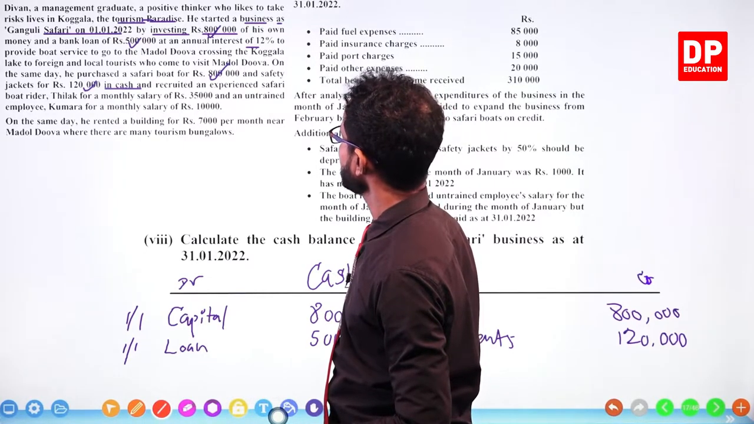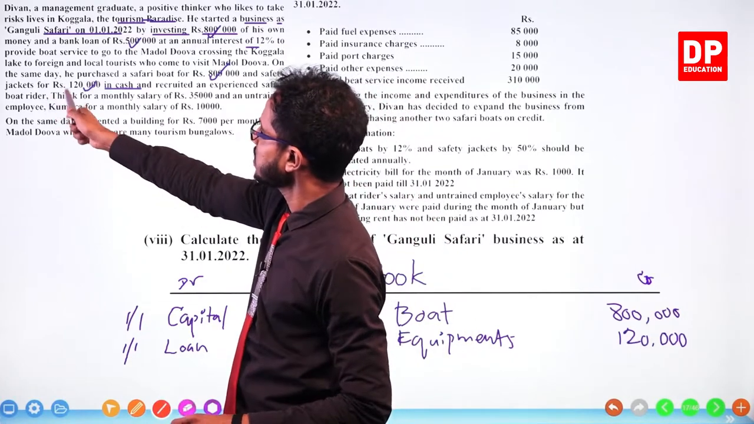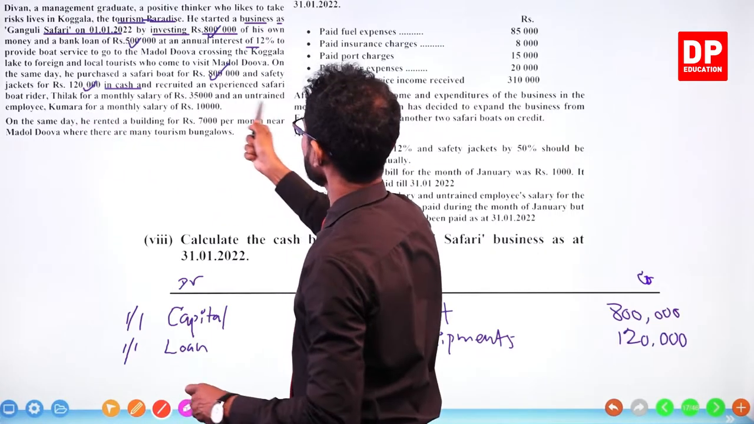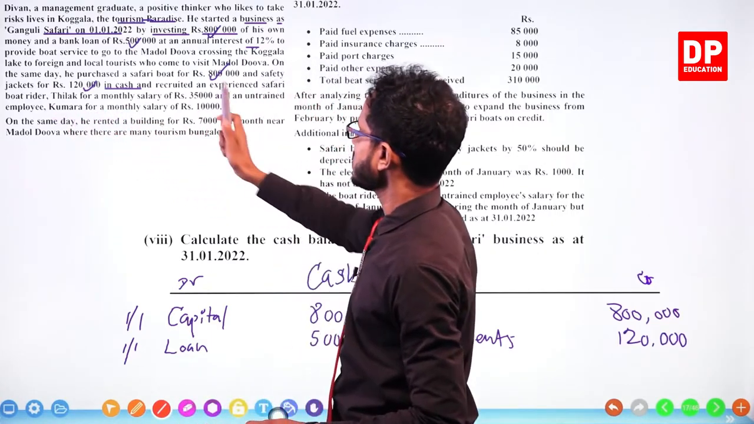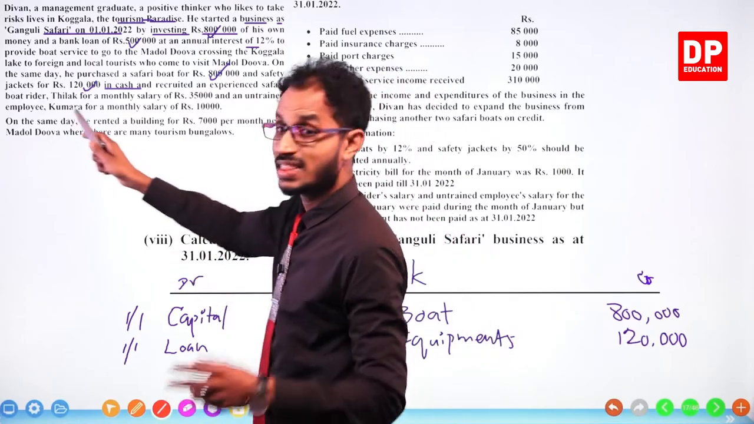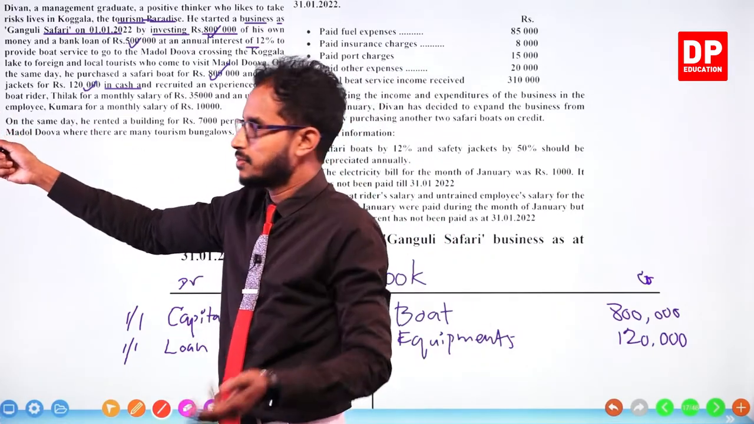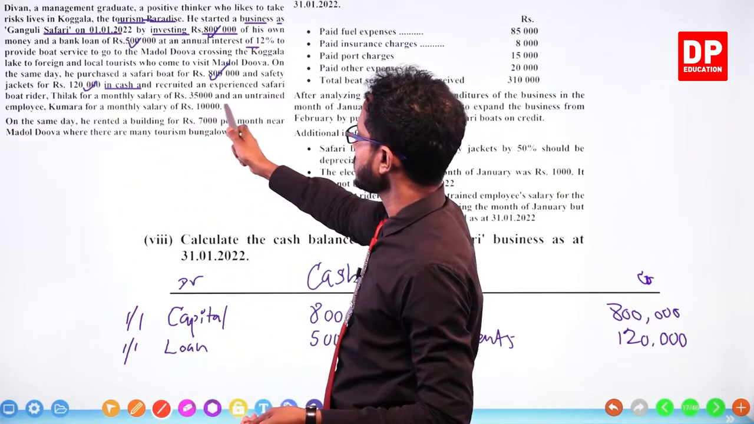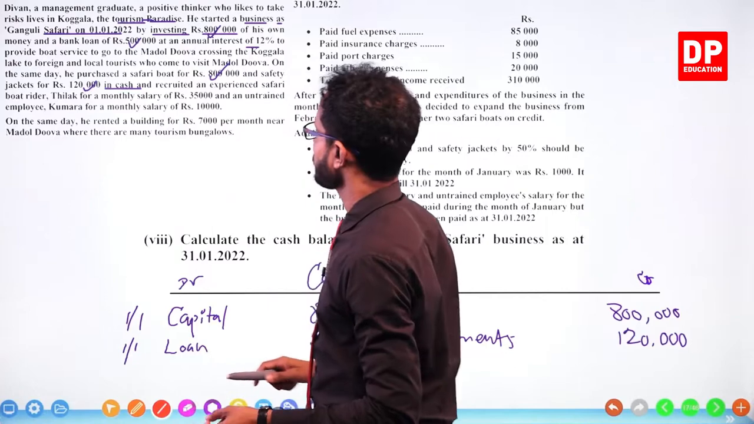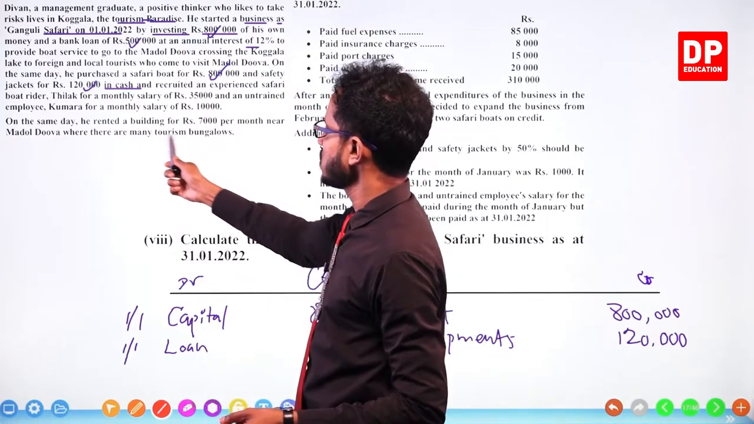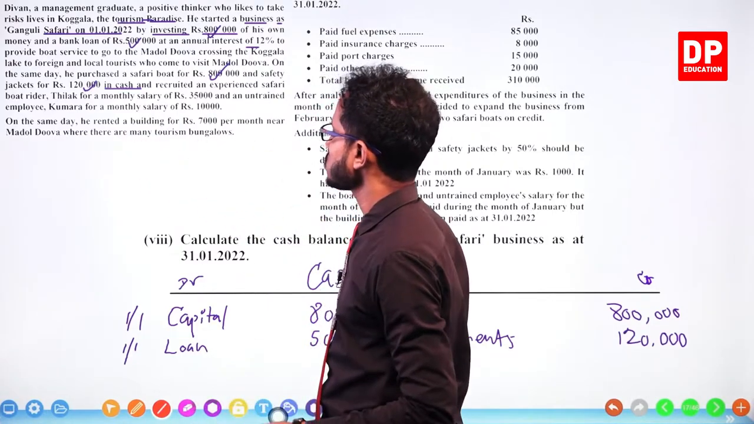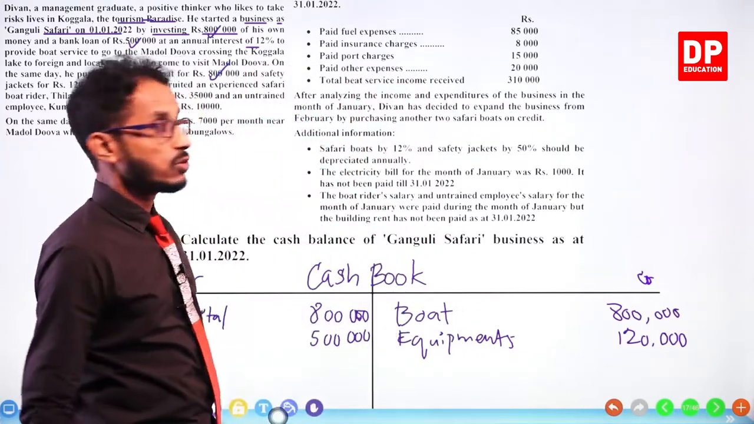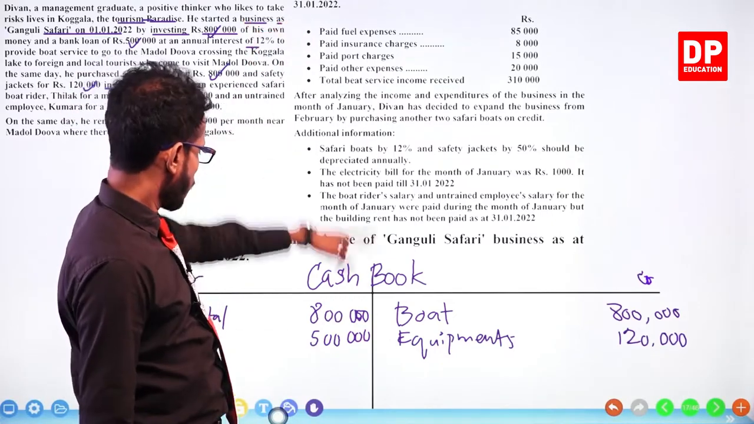And recruited an experienced safari boat rider Tila. Monthly salary 35,000. Untrained boat rider Kumar. Monthly salary 10,000. We don't know whether they are paid or not, the salaries. I have to go and check in the transactions. Same day, it rented the building for 7,000 per month near Madhulduwa, where there are many tourist bungalows. We don't know whether the 7,000 is paid or not. Still, we don't know.